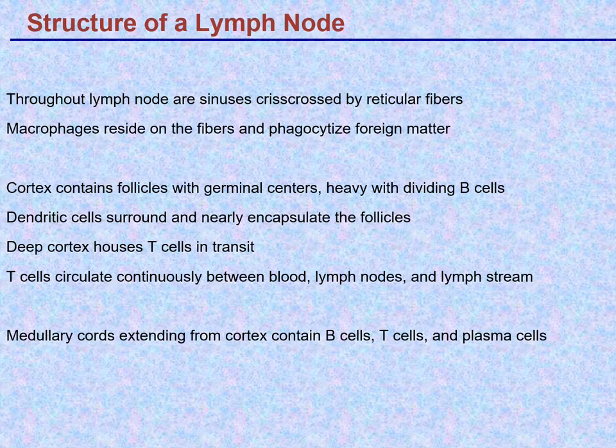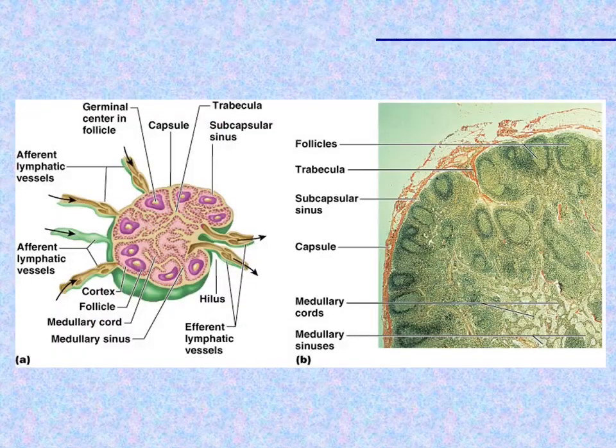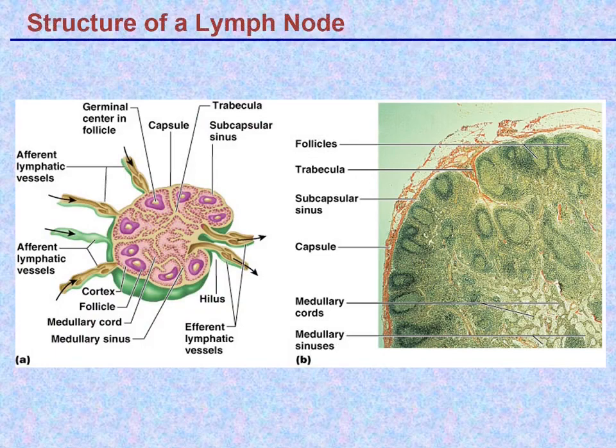In the outer cortex, out in the follicles, there's mostly B cells, and deeper in the cortex are the T cells. And T cells can move between the lymph node and blood and lymphatic fluid. They can exit the lymph node, they can come back to the lymph node. And then there's those medullary cords extending. Okay. There you go. That's the structure of a lymph node, and you have many, many lymph nodes in your body.